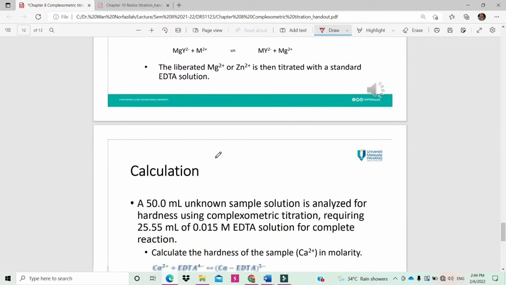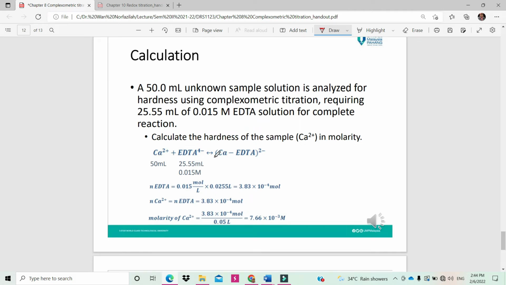This is the calculation involved for complexometric titration. For example, you are given a 50 ml unknown sample solution. Analyze for hardness using complexometric titration. What does it mean by hardness?